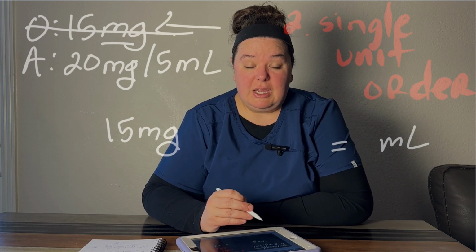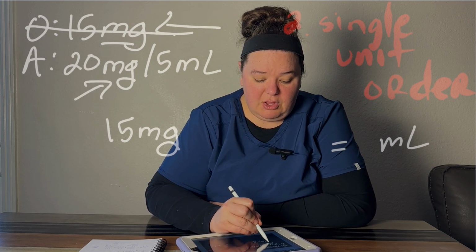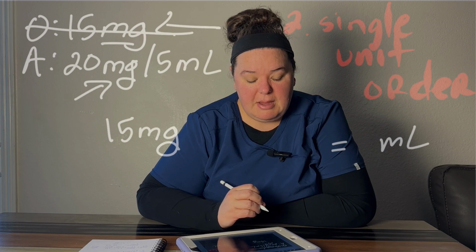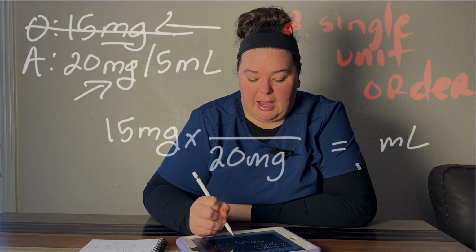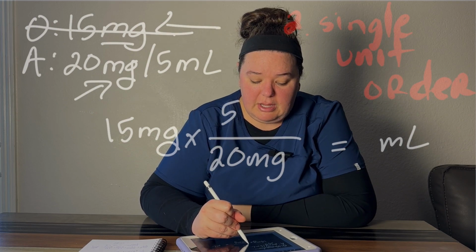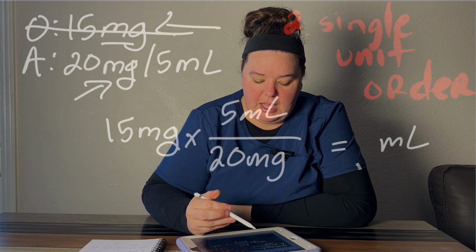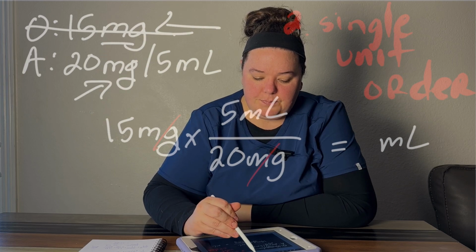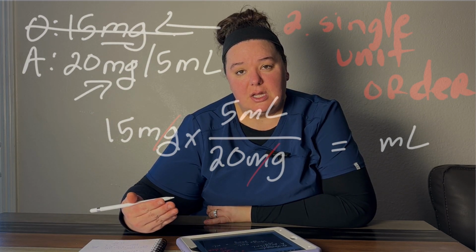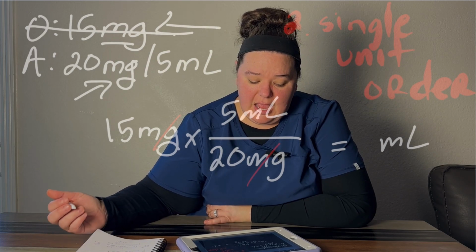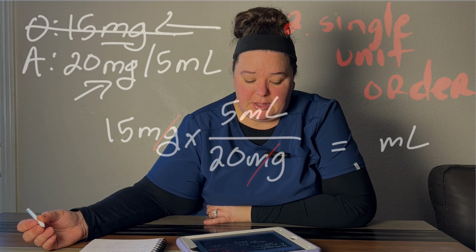We now want to get rid of milligrams, and we have milligrams in our available information, so we can use it. 20 milligrams is going to go on the bottom, so the milligrams cancel, and 5 mLs on top. And now our milligrams go away, and we're left with matching labels. We have milliliters on the left, milliliters on the right. Now all that's left is to do our arithmetic.